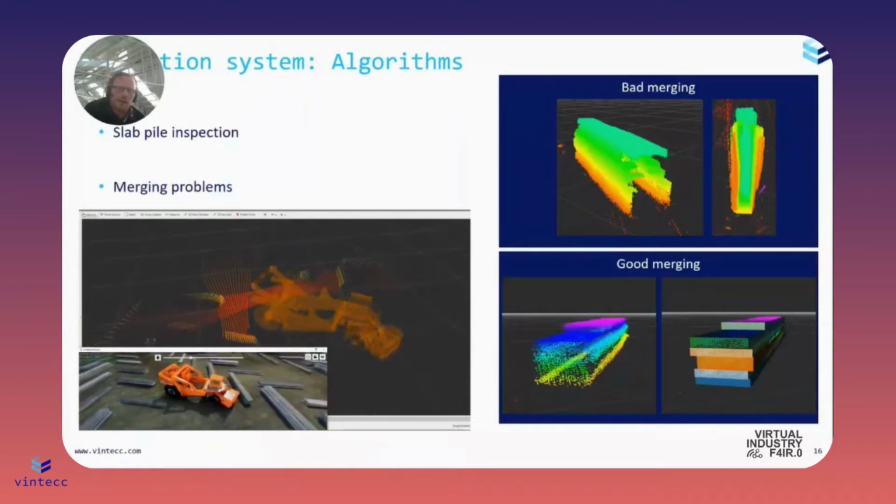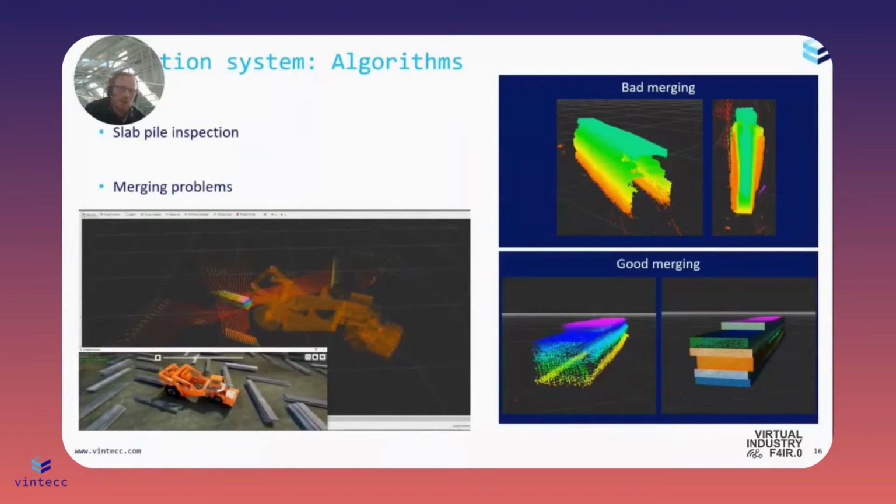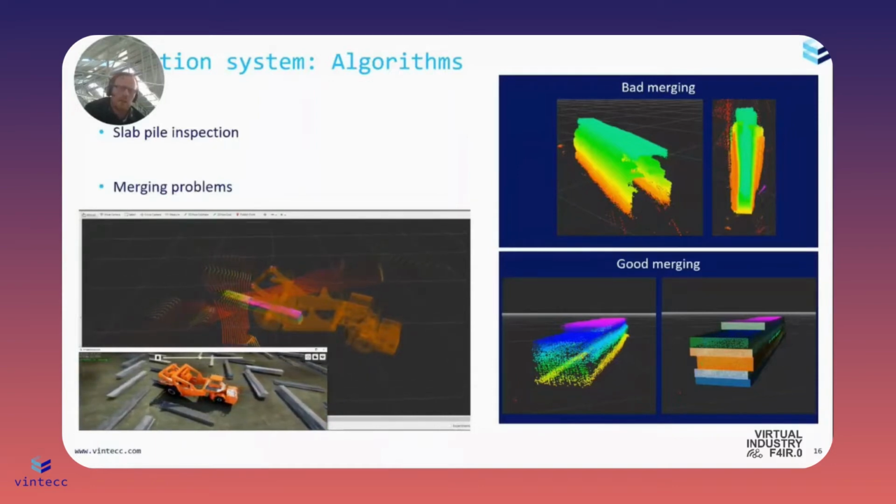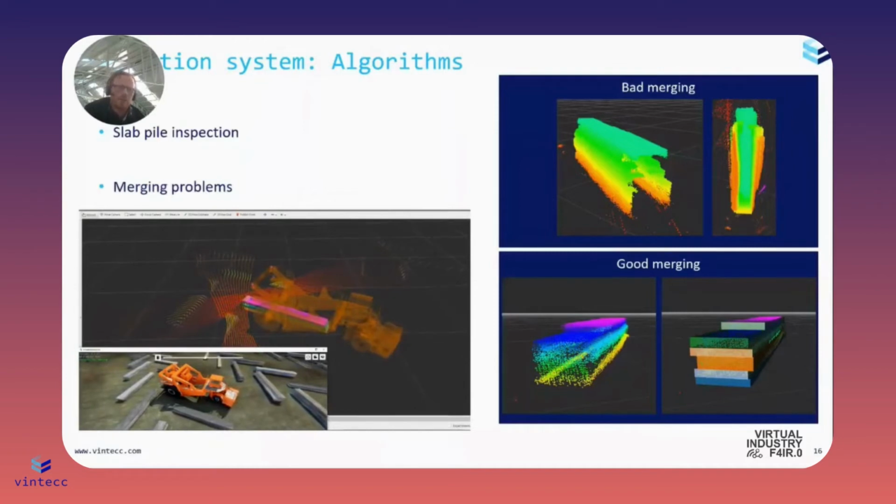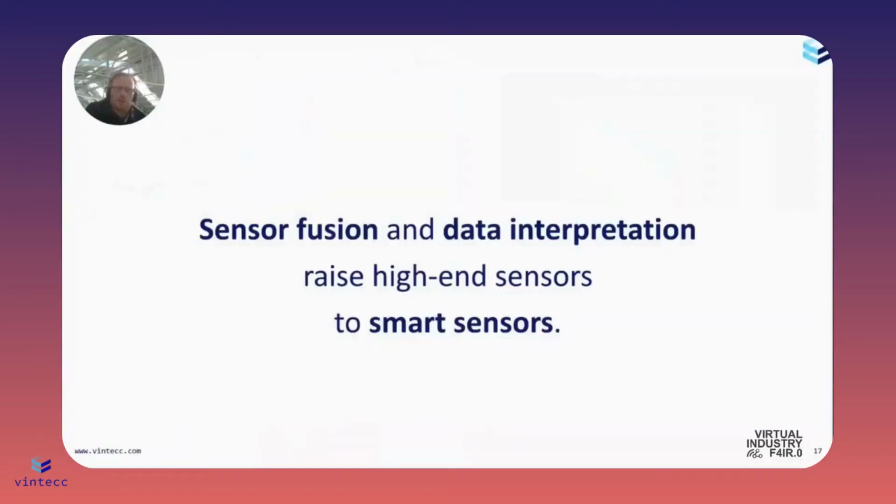You can see there that these slab piles have longer slabs, shorter slabs, wide slabs, narrow slabs. It's quite important, if we want to have an automated machine or an automated picking unit, that you are able to see these slab piles very well, and that you have a good idea of what you are picking. Sensor fusion and data interpretation make these LiDAR sensors, which are quite high end already, even smarter, and let us use them for real perception and obstacle detection.